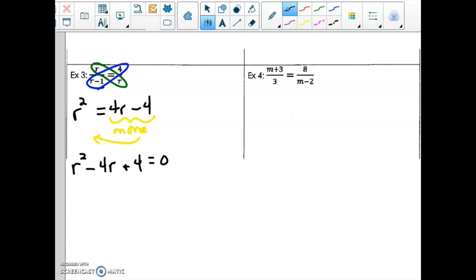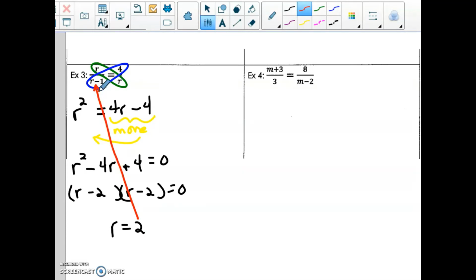This will now factor into r minus 2 squared, which just gives us one answer, the same number, r equals 2. So before I circle that, I want to verify that it's not going to give me a 0 in the denominator. So 2 minus 1 is not 0. 2 here is not 0. So 2 is verified to be a good answer.